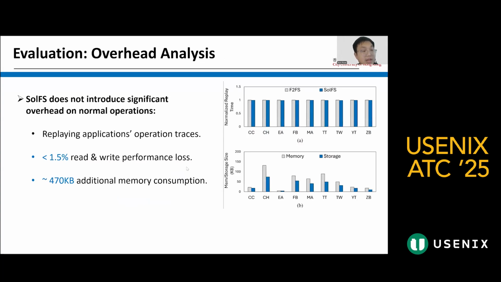For the overhead analysis, by replaying some application operation traces, it only leads to around 6% read and write performance loss compared with the original mobile file system, and additional around 500 kilobytes of memory consumption. So it is very effective and has little overhead.